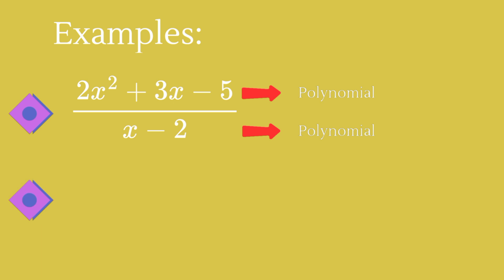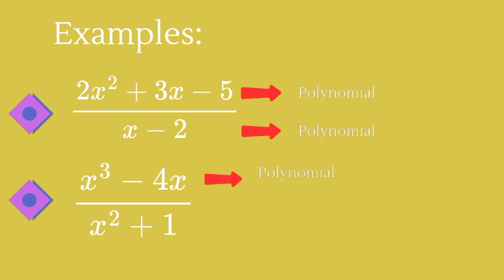Another example can be (x³ − 4x)/(x² + 1). The numerator x³ − 4x is a polynomial. Also, the denominator x² + 1 is a polynomial. So, it is a rational expression.